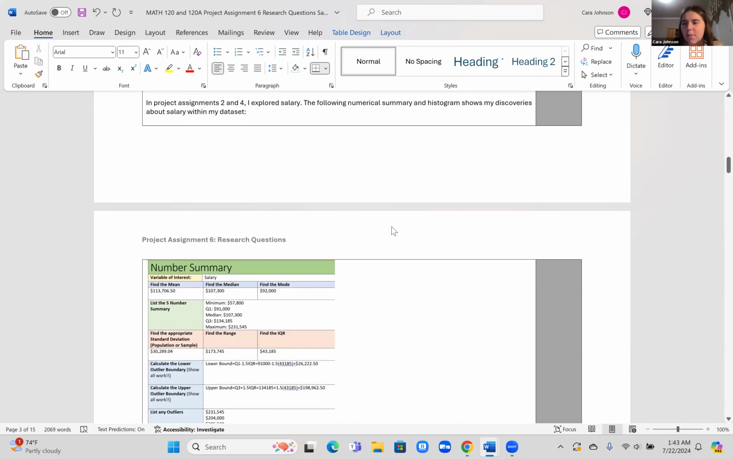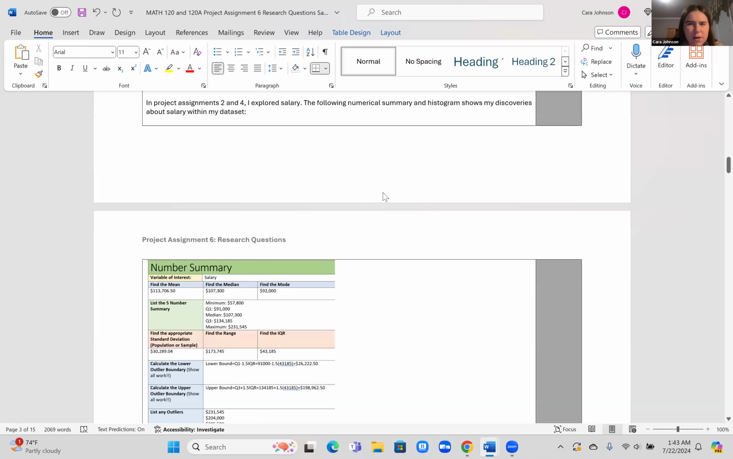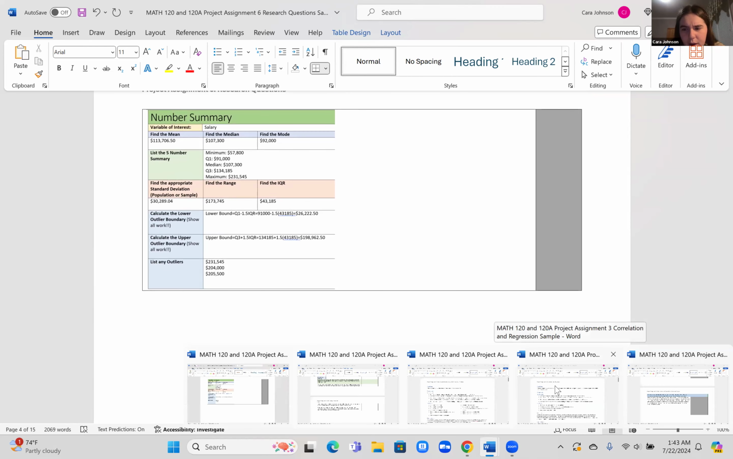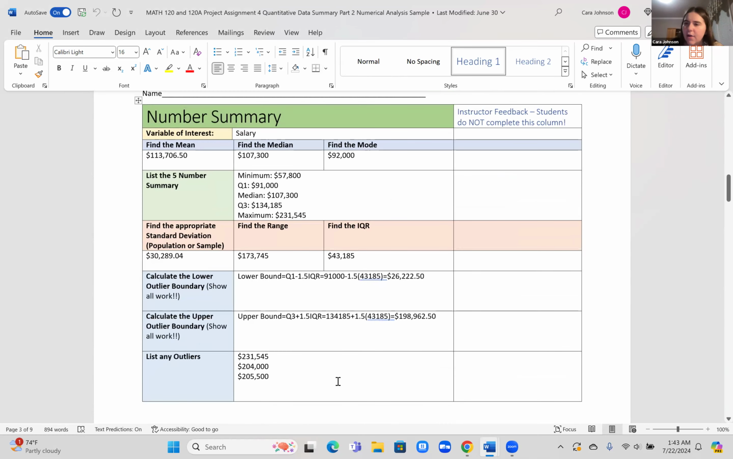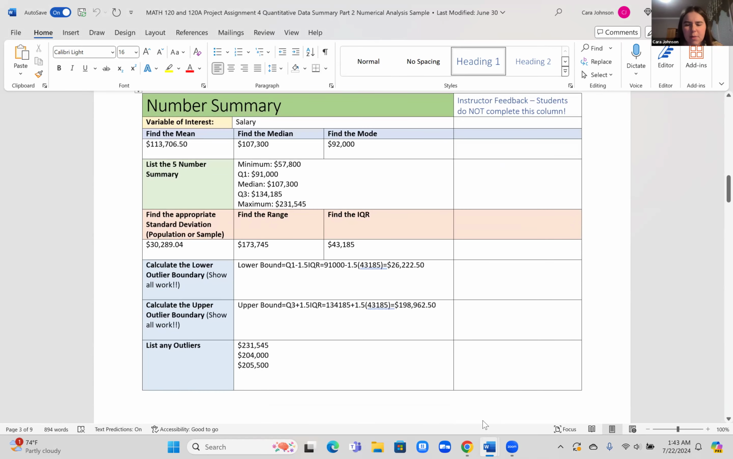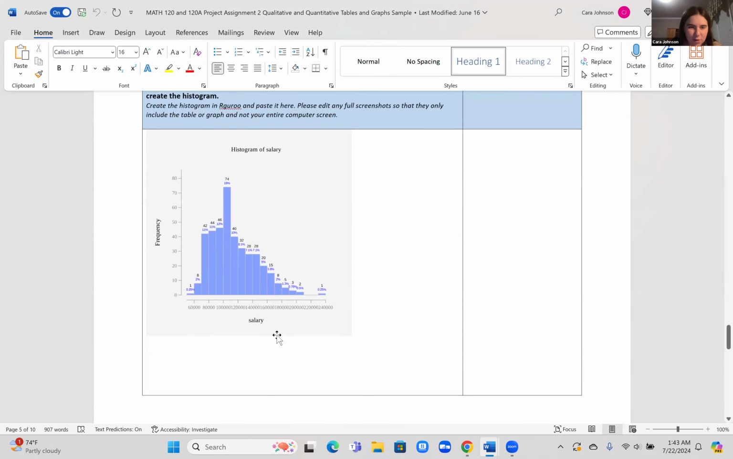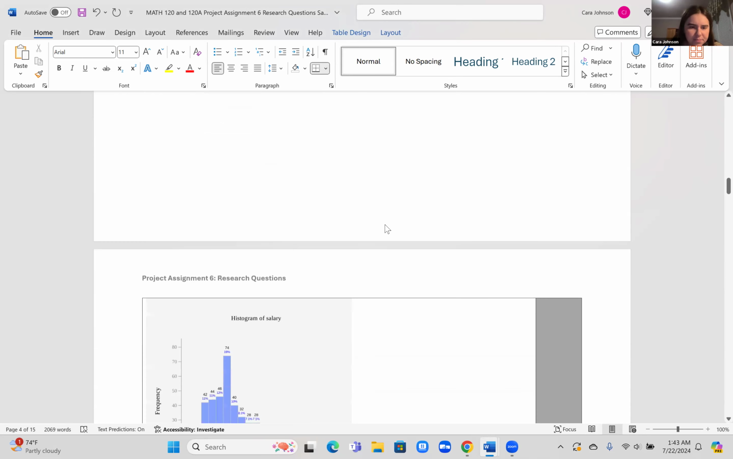And then the next thing, I'm going to talk about my exploration into salary in projects 2 and 4. So I included my numerical summary from project 4 and my histogram from project 2. The following numerical summary and histogram shows my discoveries about salary within my data set. The numerical summary here was copied and pasted from project 4, or not copied and pasted, I took a screenshot of everything up through the outliers, basically. That's the most important information. And then I took my histogram from project 2 and included that also. Those two things together should be the best things to describe that variable.